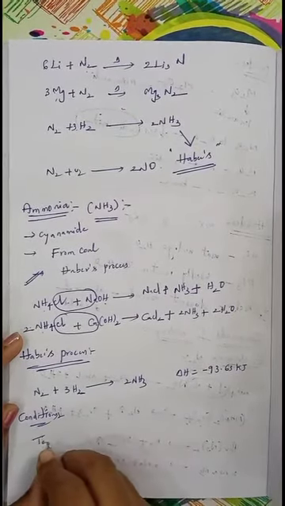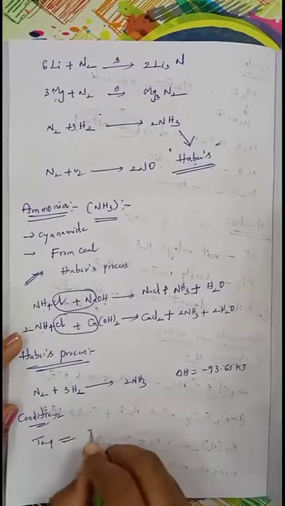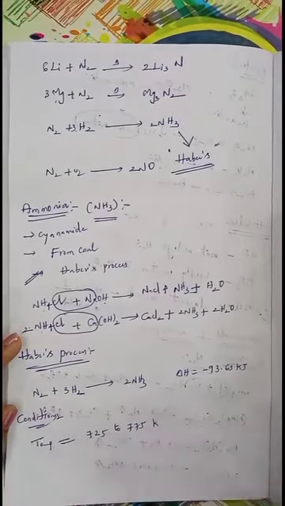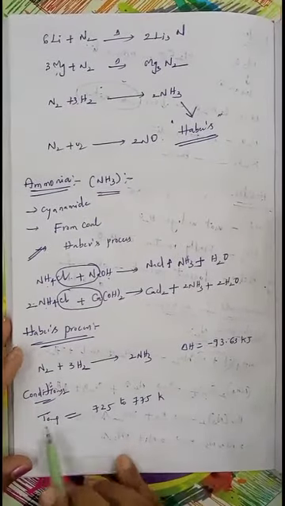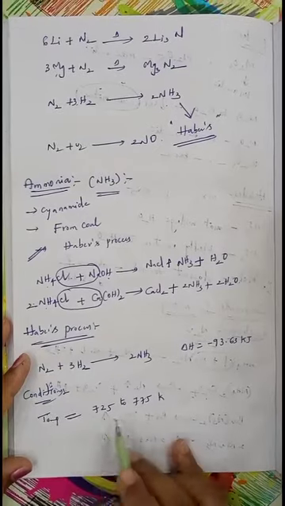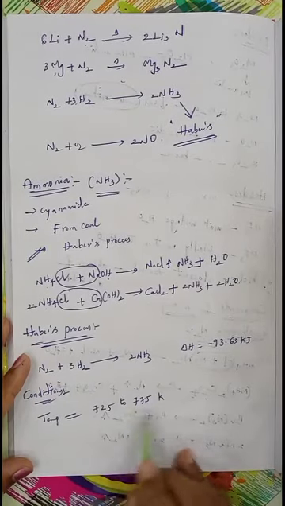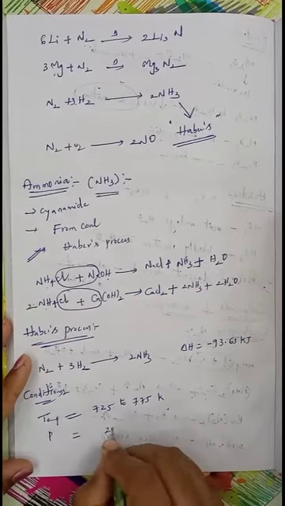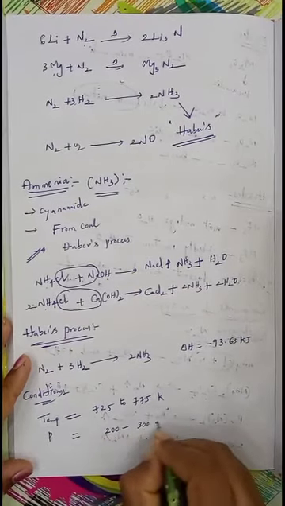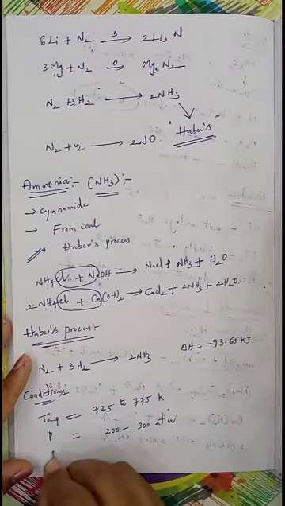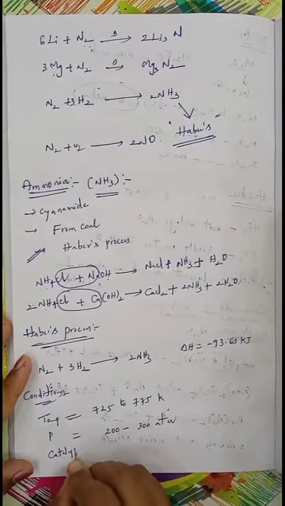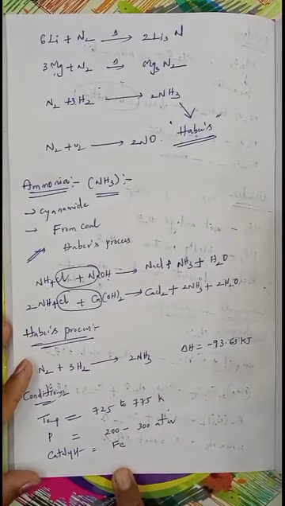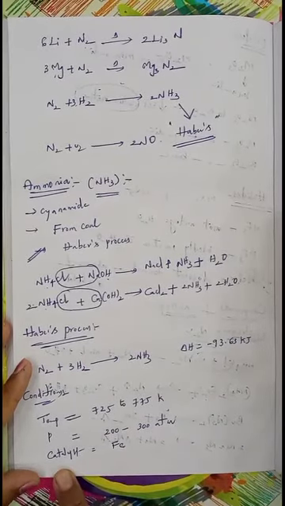temperature must be 725 to 775 kelvins. So the first condition for the Haber's process is that temperature must be maintained between 725 to 775 kelvins, and the pressure should be 200 to 300 atmosphere. Next, the catalyst used is iron oxide or iron. Finely divided iron or iron oxide is used as the catalyst.